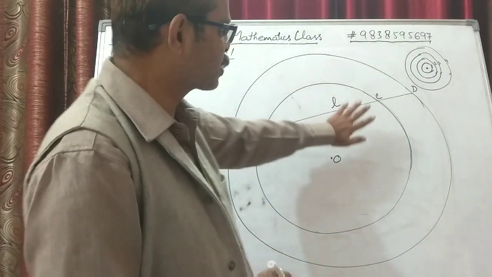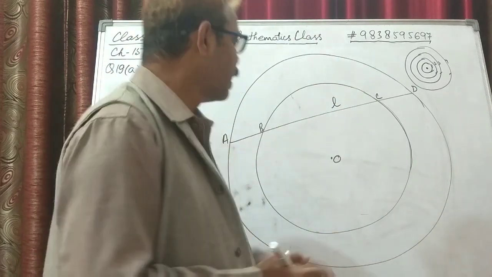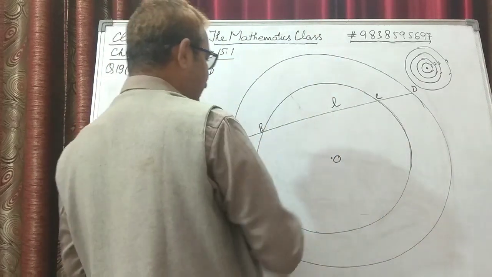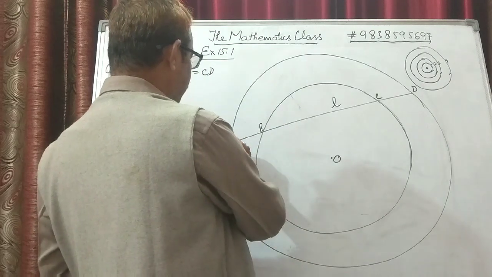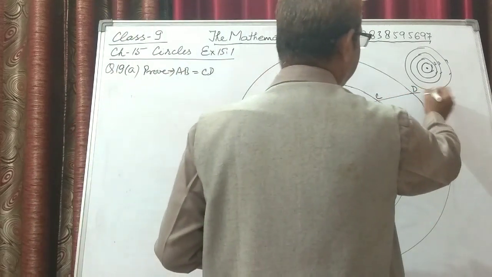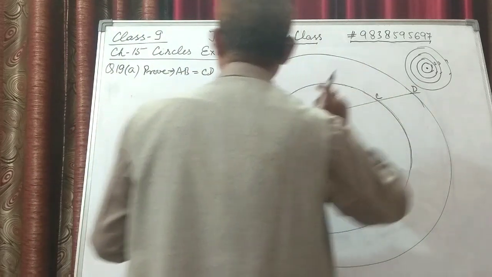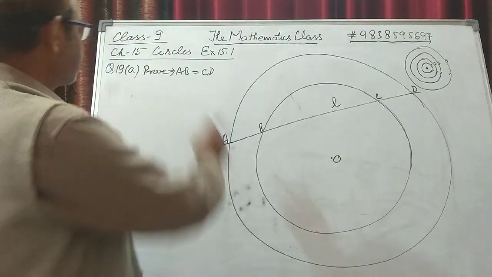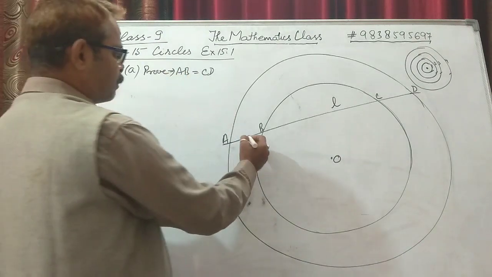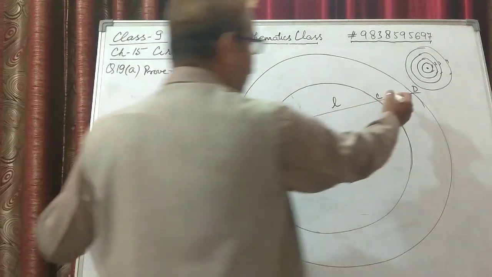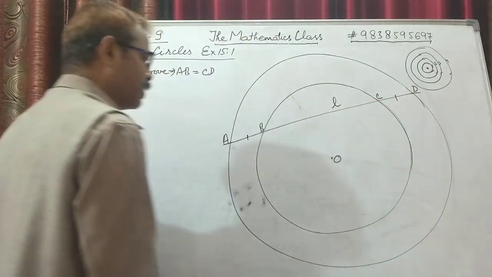So they say there are two concentric circles and a line L. This is a line L which intersects them at points A, B, C and D. So that is what I have drawn. Now they say prove that AB and CD are equal. This AB and this CD you have to prove they are equal.